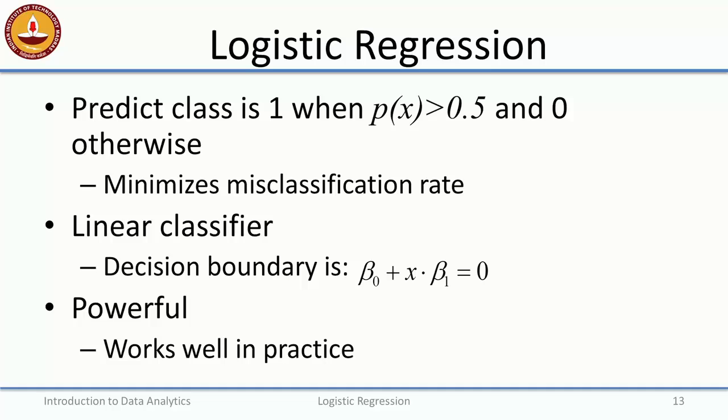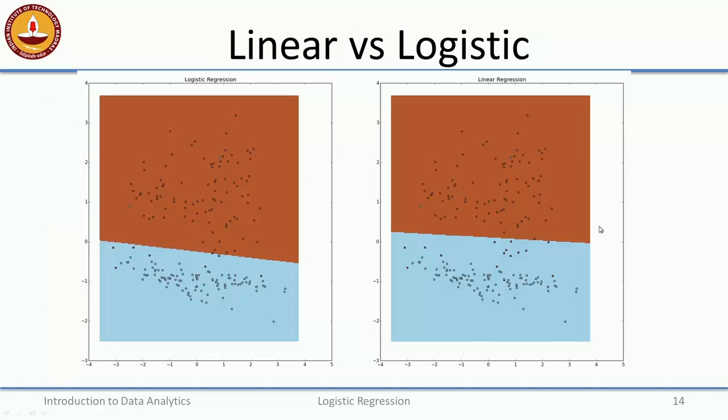So, that gives you the decision boundary of the logistic regression classifier as well, and hence this is also a linear classifier. And I mentioned earlier, it is pretty powerful and works well in practice. So, let us look at an example of what happens when we fit data using logistic regression versus linear regression.